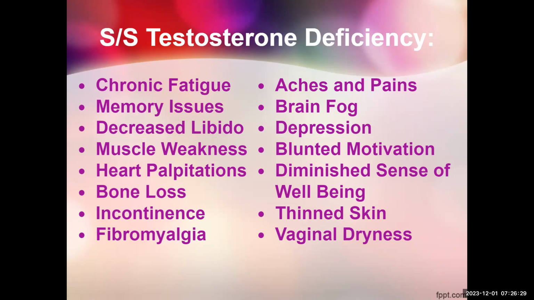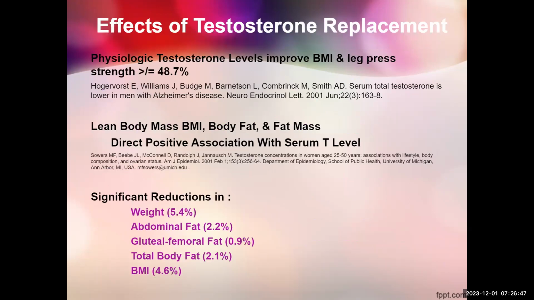Testosterone deficiency, you should know this backwards and forwards by now. Again, it's an antidepressant, anti-anxiety agent. Deficiency shows up as chronic fatigue, apathy, bone loss, heart palpitations, urinary incontinence, fibromyalgia, thin skin, vaginal dryness, aches and pains.